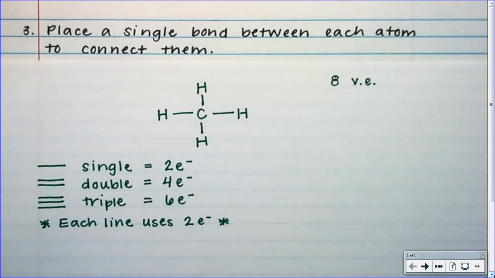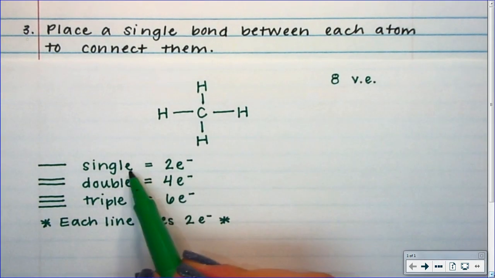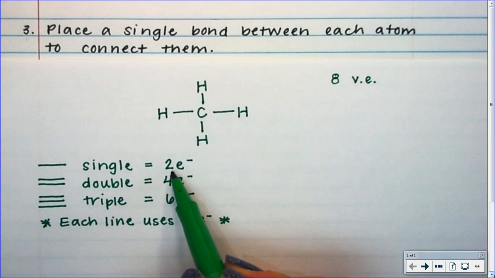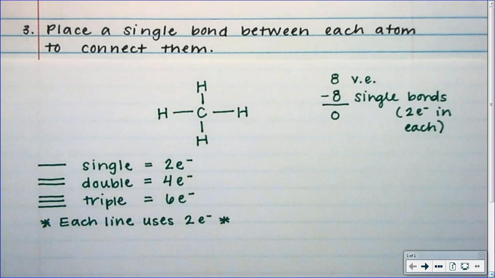Currently, we have now used 4 single bonds. Each single bond uses up 2 electrons, so we just used 8 total valence electrons here. Going ahead and showing the math is a good idea. As you can now see, I subtracted 8 electrons from the total of 8 valence electrons that we already had, because each single bond has 2 valence electrons, which results in a difference of 0 electrons left over.